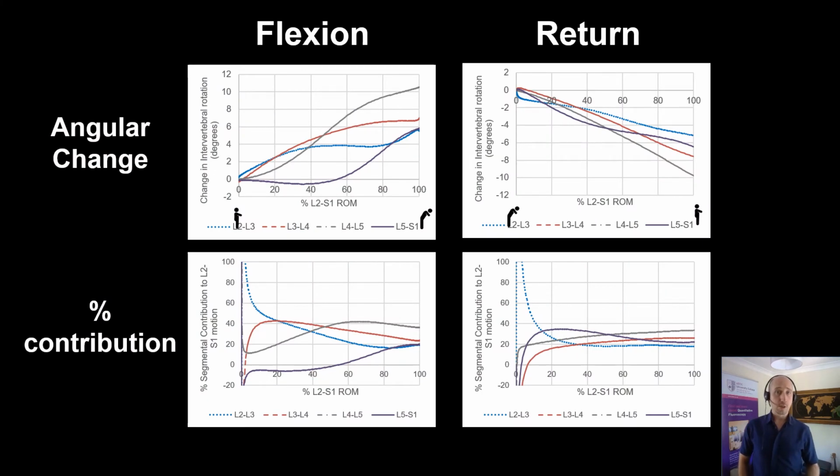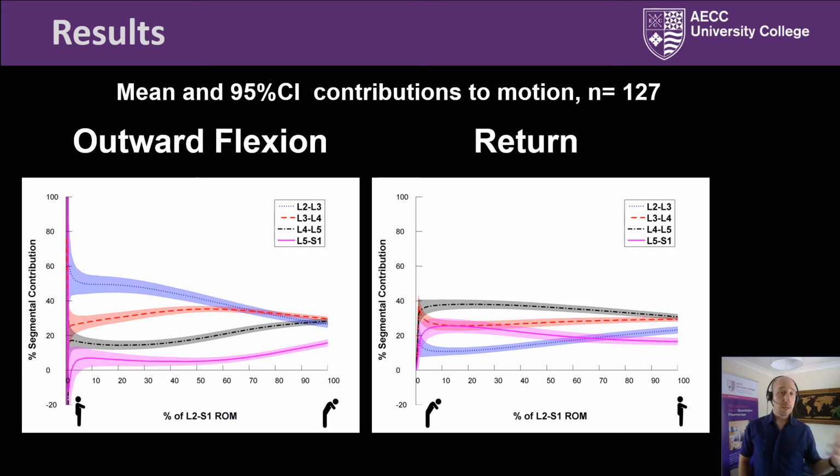Intervertebral rotations in the sagittal plane were extracted for each level, L2 to S1, in each frame and transformed into percentage contribution as a proportion of the sum L2 to S1 angle. Mean and 95% confidence intervals across the participants were compared at each point of motion throughout the range of L2 to S1. Data was separated between flexion and return to neutral to distinguish the 2 phases. Statistically significant differences between each level's contribution to motion were detected by an absence of an overlap of these 95% confidence interval bands.